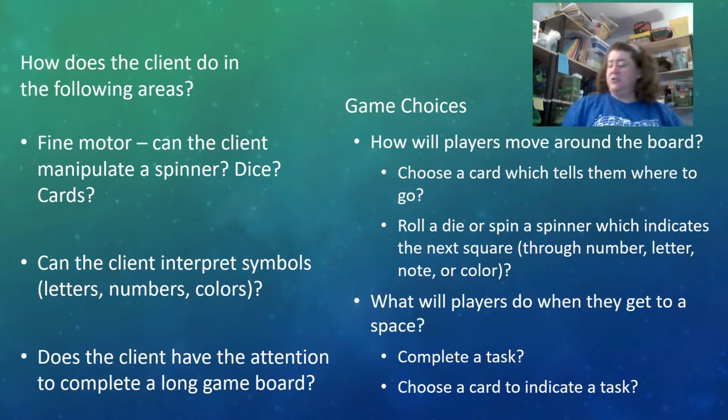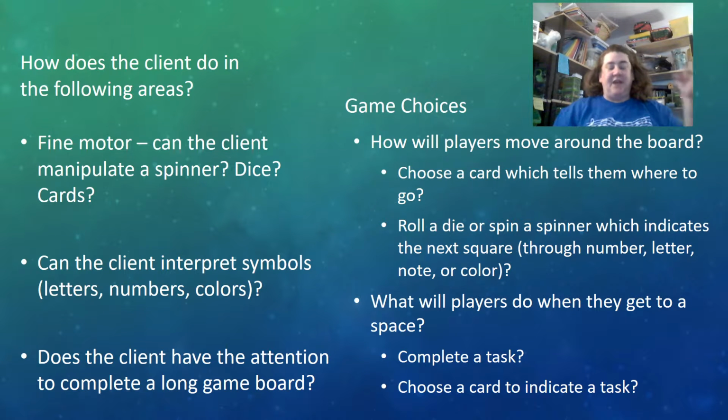Also, you're going to start making some choices about the game. You need to decide how players will move around the board. And if you think of the games that you've played, there's a couple of different ways. They can choose a card, which tells them where to go. For example, you draw a card and it says move forward 2 spaces. You can roll a die or spin a spinner, which will indicate the next square. So you can do that through number, color matching, or letter matching.